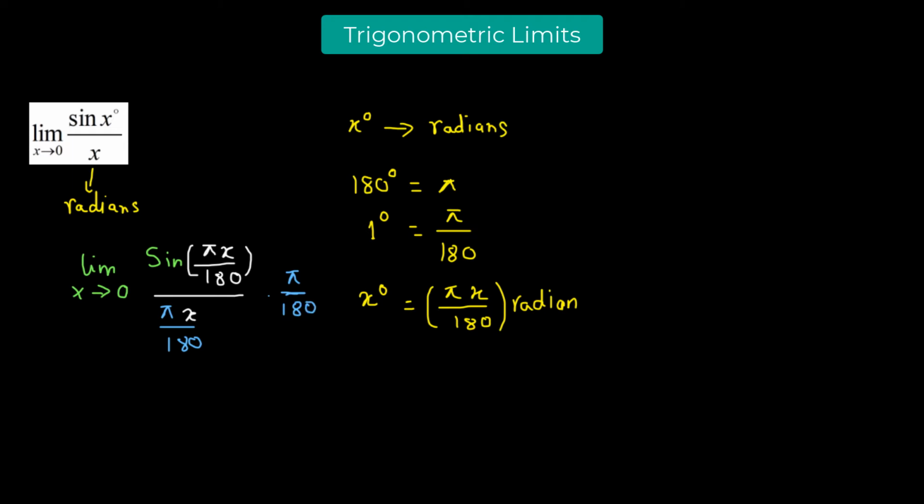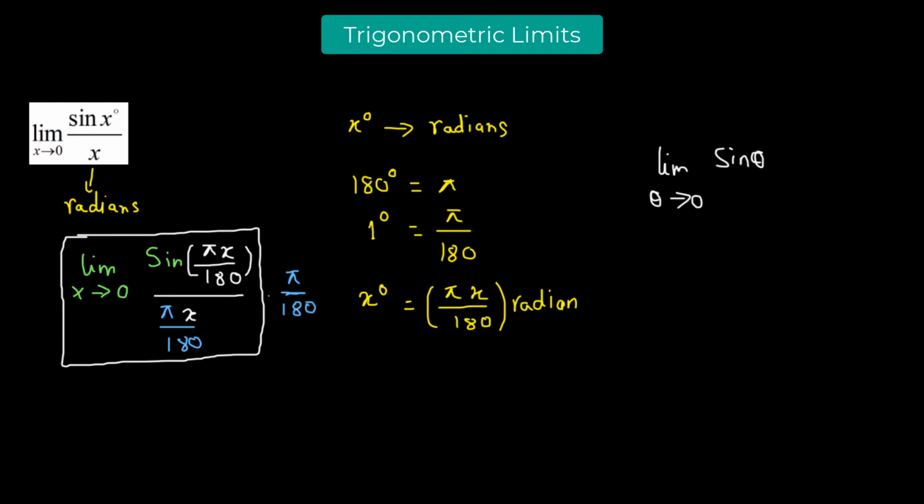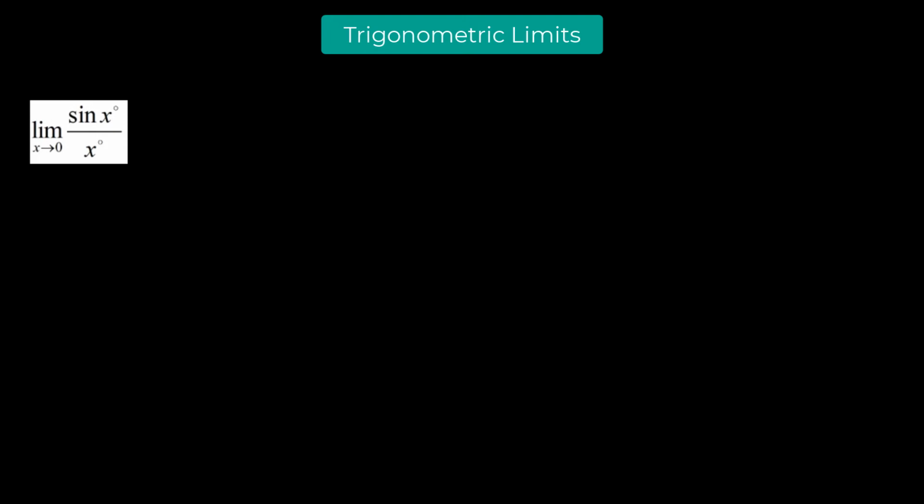So that gives us finally this limiting value. This entire value is going to be 1 because it's using the definition that the limit as theta goes to 0 of sine theta over theta is equal to 1. So this entire limiting value is going to be 1 and we are left with pi over 180. So this is going to be the limiting value of sine x degree over x when x tends to 0.